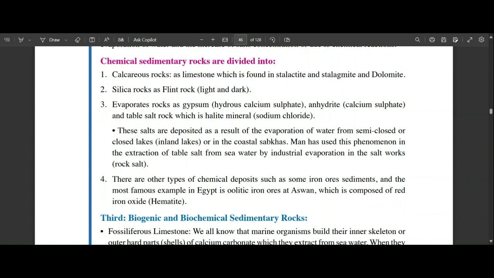There are other types of chemical deposits such as some iron ore sediments, and the most famous example in Egypt is oolitic iron ores at Aswan, which is composed of red iron oxide, hematite.